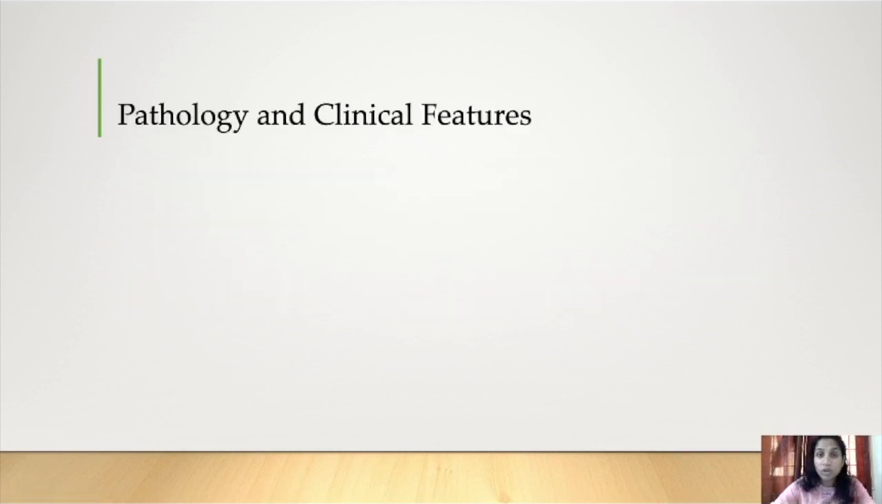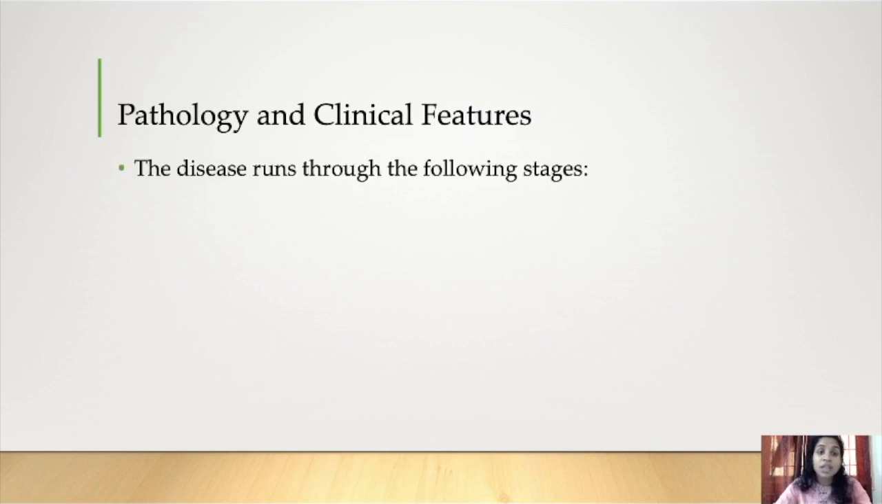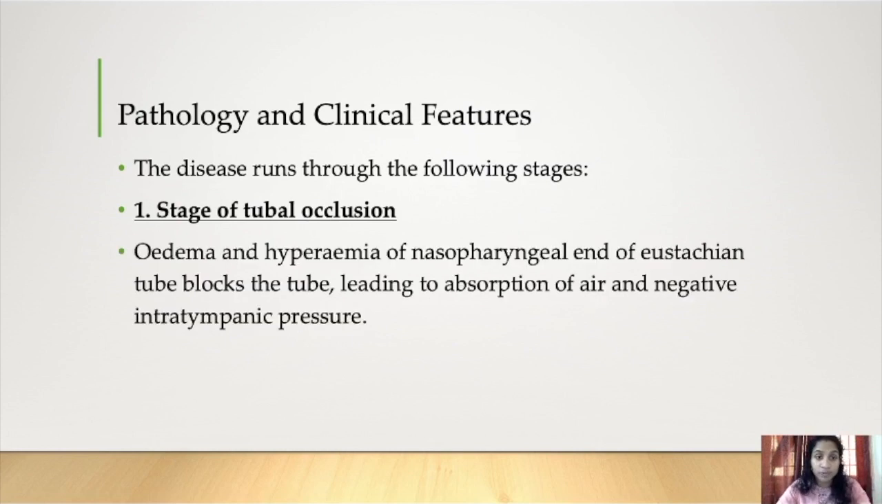Next comes the pathology and clinical features. I hope the etiology, route of infection and the bacteria which cause this disease are clear for you. The disease runs through the following stages. There are 5 stages in this disease. In that, the first one is the stage of tubal occlusion.